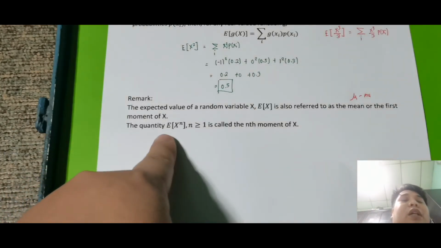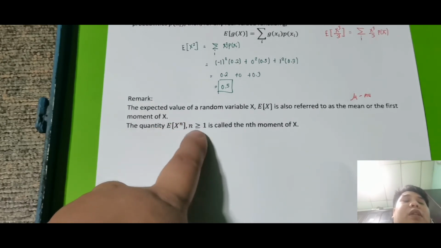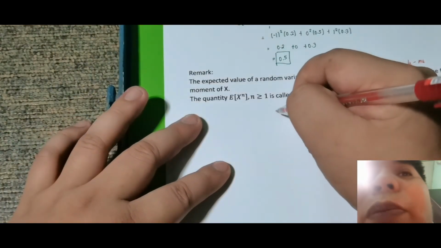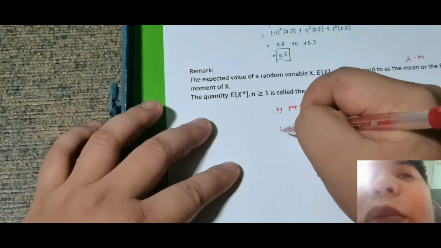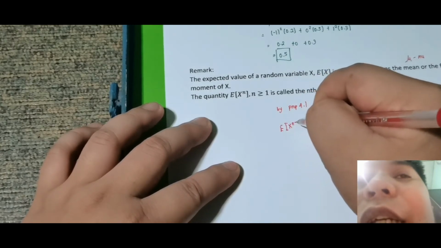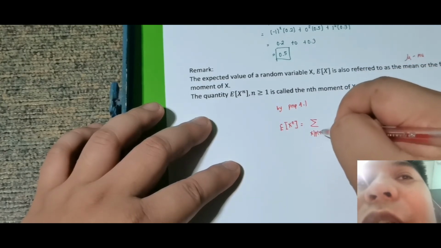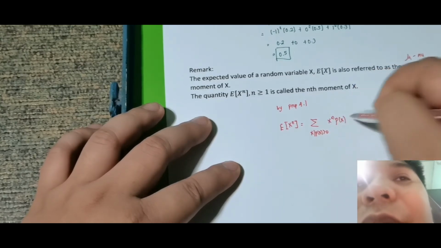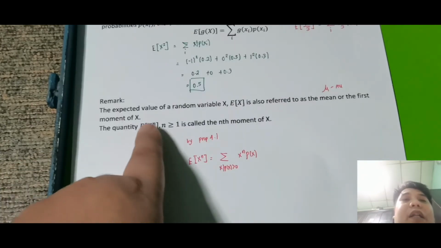Now, the quantity E of x raised to n, for n greater than or equal to 1, is called the nth moment of x. Basically, by proposition 4.1, ano yung sinasabi nito? Yung nth moment ng random variable x natin ay equal sa summation ng x such that p of x is greater than 0, ng x raised to n times p of x. Tama yung ginawa natin na formula based sa proposition 4.1. Pag ito ay naka-raise lang.